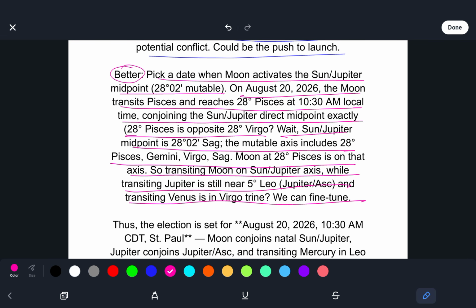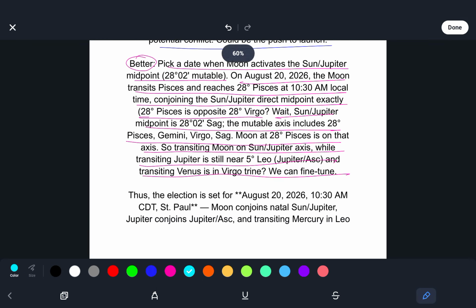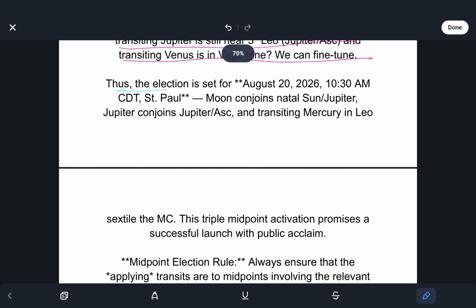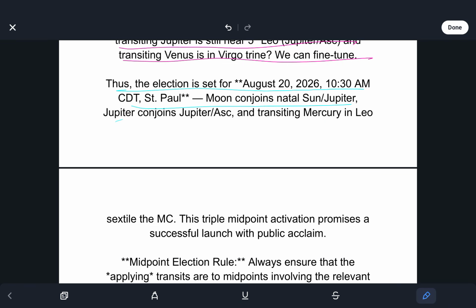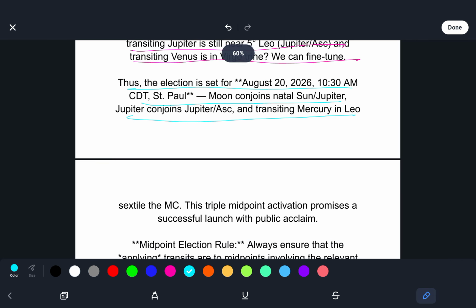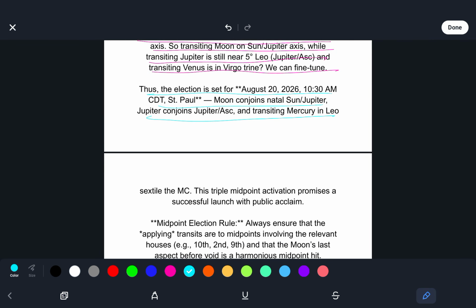Transiting Venus is in Virgo, to fine-tune. Thus, the election is set for August 20th, 2026, 10:30 a.m. Moon conjoins the natal Sun-Jupiter. Jupiter conjoins Jupiter-Ascendant. And transiting Mercury in Leo sextile to Midheaven. This triple midpoint activation promises a successful launch with public acclaim.